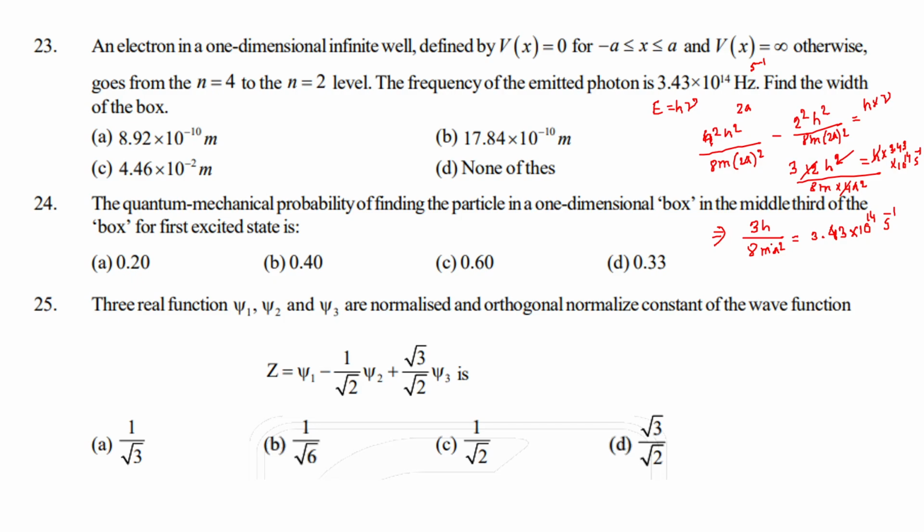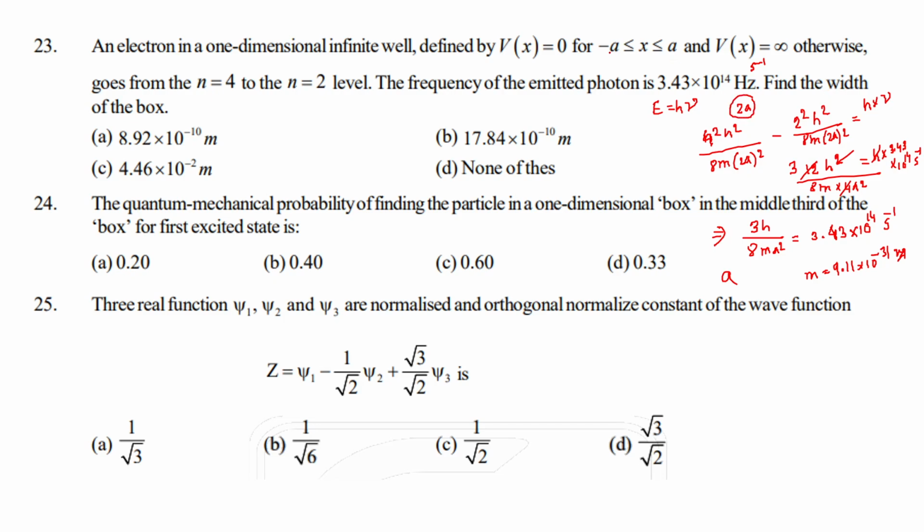We put the value of h, and m is nothing but 9.11 for an electron, that is 9.1 into 10 to the power minus 31 kilograms. So from there you have an expression for a square, and obviously take the square root of that. So you will get the value of a. But you need to find the width of the box. So that width of the box is actually going to be 2a.